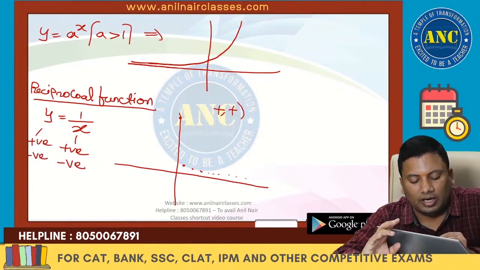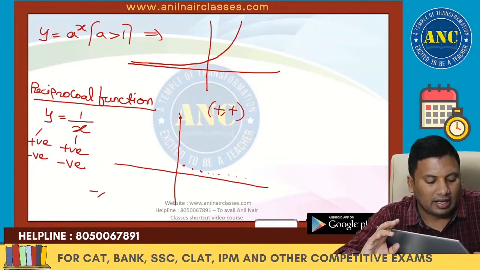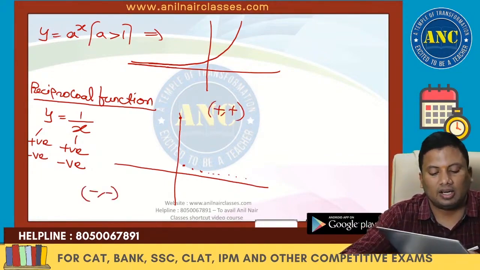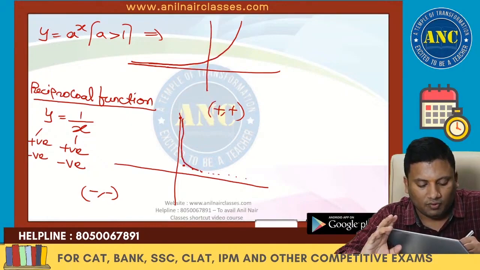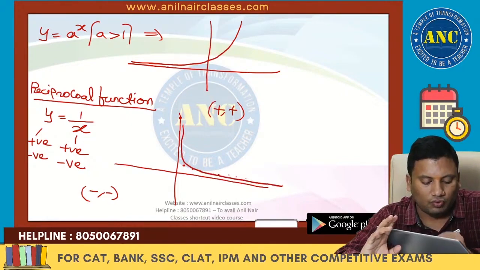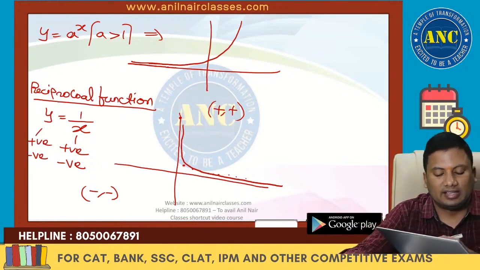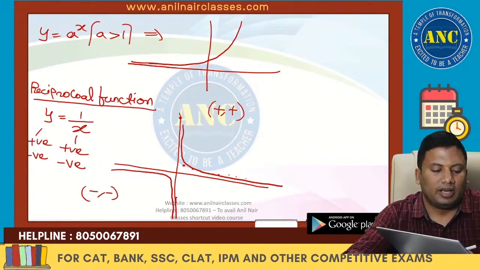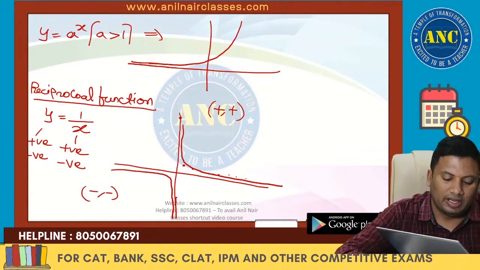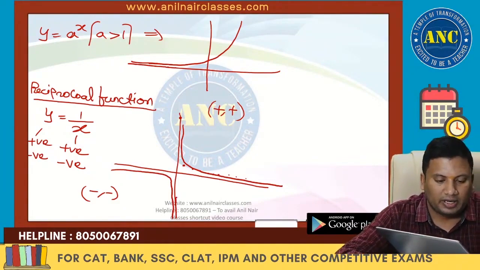Positive, positive, it is in first quadrant. Negative, negative, it is in third quadrant. X is 0, it is shooting up to infinite. X is 1, y will be 1. X is 2, y will be 1 by 2. X is 3, y will be 1 by 3. So this is the graph of y equivalent to 1 by x. I hope it is clear.